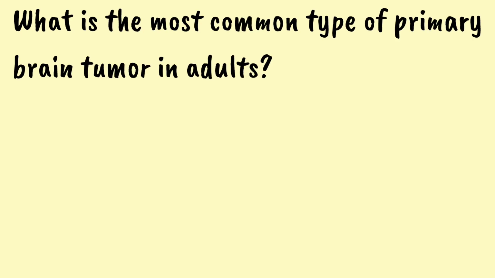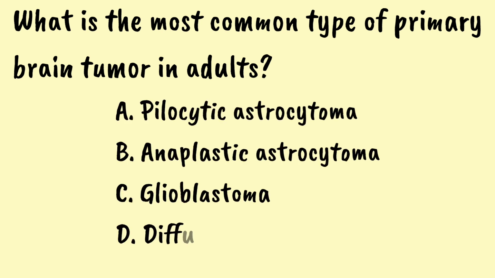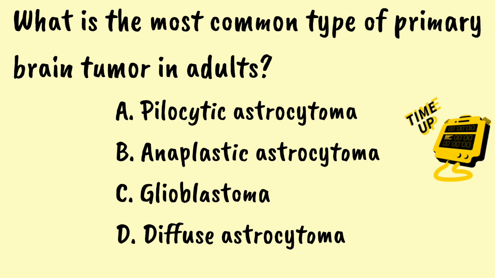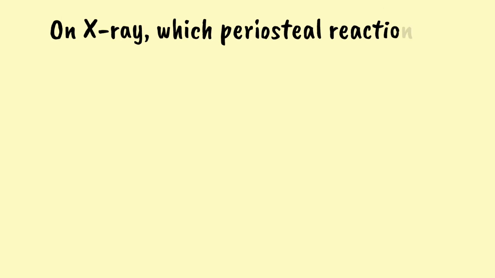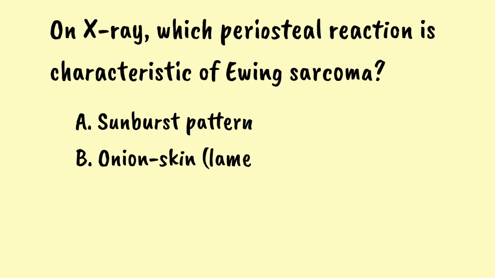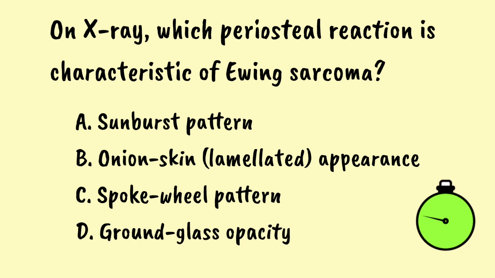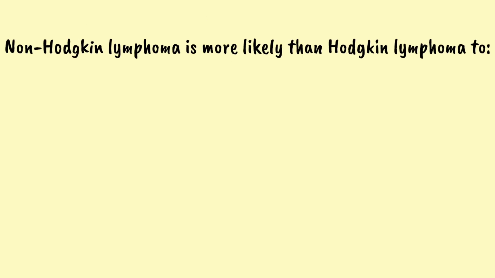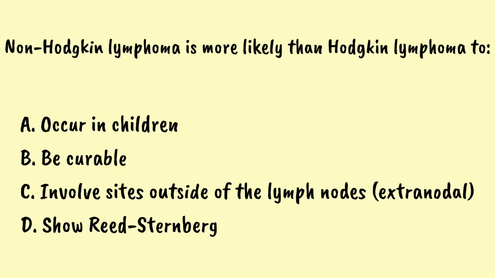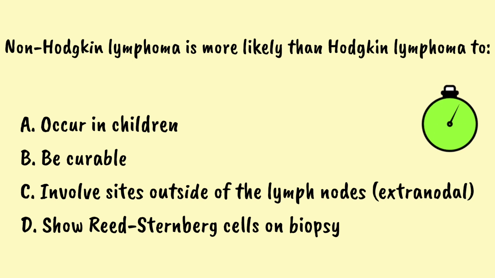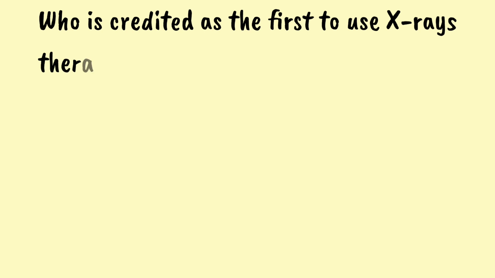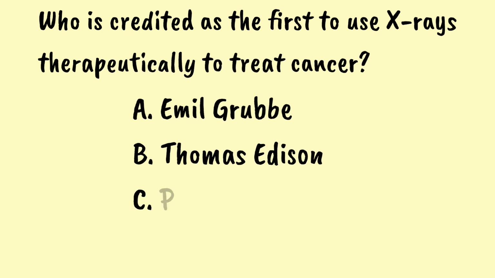What is the most common type of primary brain tumor in adults? On X-ray, which periosteal reaction is characteristic of Ewing sarcoma? Non-Hodgkin lymphoma is more likely than Hodgkin lymphoma to... Who is credited as the first to use X-rays therapeutically to treat cancer?